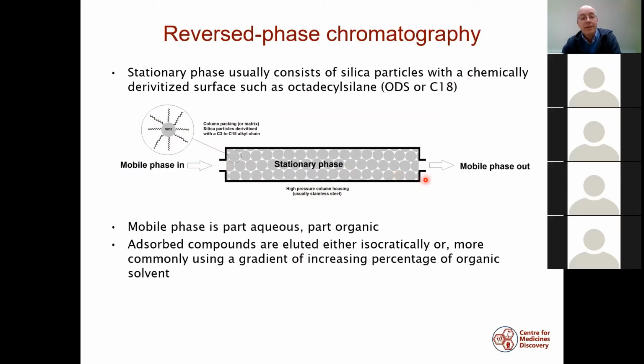The mobile phase itself is part aqueous and part organic. Any compounds you add to this will absorb onto the stationary phase, and they can be eluted either isocratically or, more commonly, using a gradient of an organic solvent. And I'll explain that in a second.